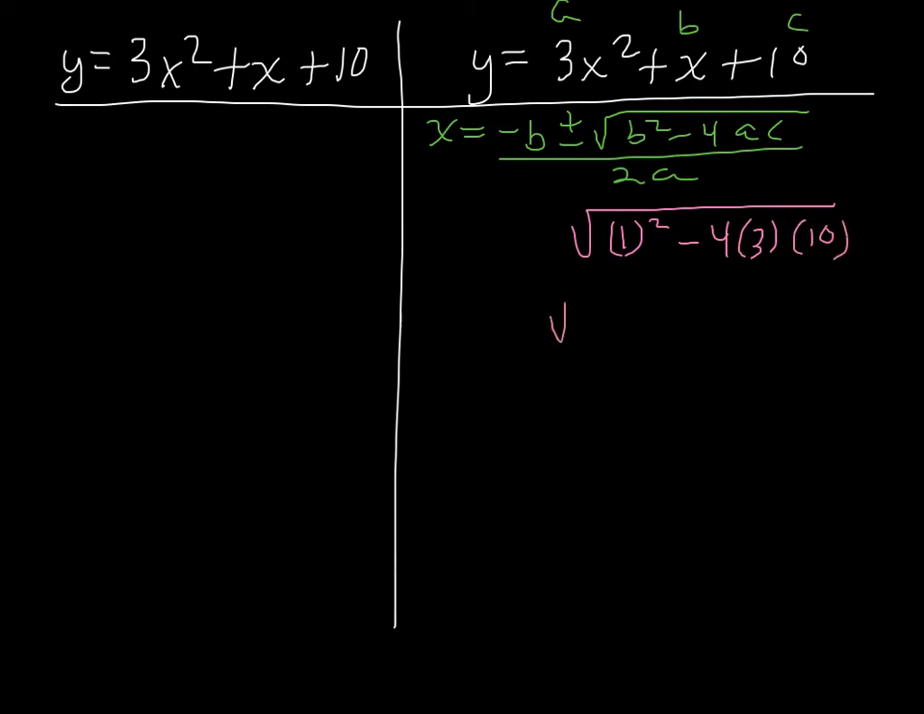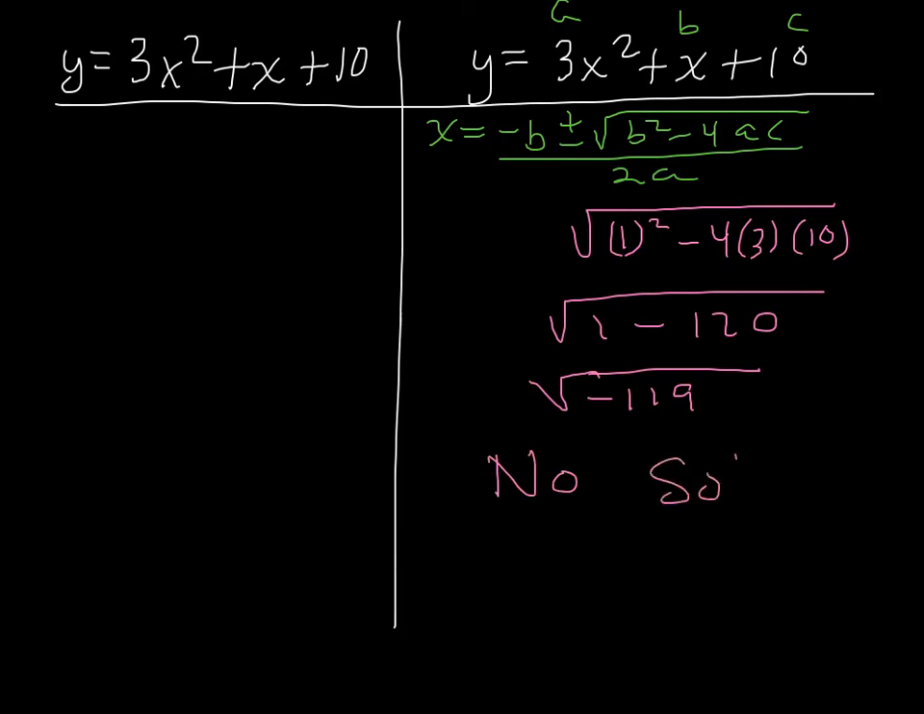So I get the square root of 1 minus, that's 12 times 10, 120. So I get the square root of negative 119. And what we should be noticing right now is that it is impossible for us to take the square root of a negative number. Since I cannot take the square root of a negative number, then I say it is no solution. And that's why I always start with my square root symbol.